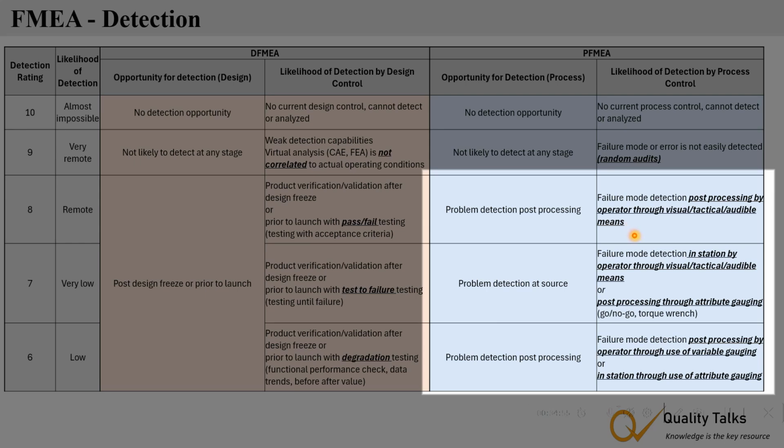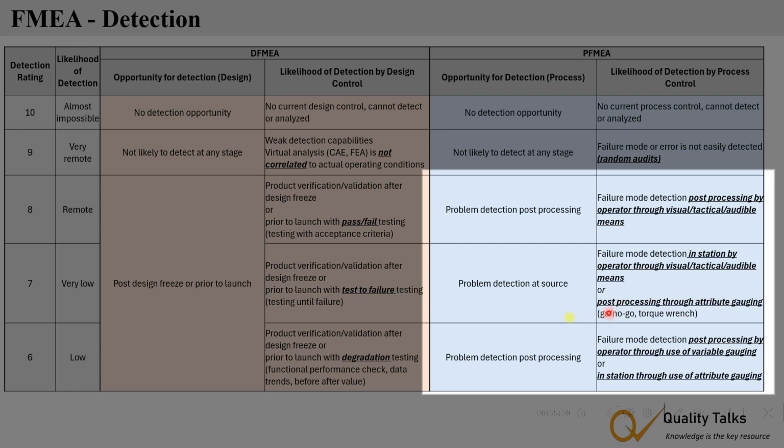When it comes to the rating 7, in station by operator through visual, tactile or audible means. Earlier it was post processing. Here when the rating comes 7, it is in station by the operator, or post processing through attribute gauging. You are able to detect post processing but through a gauging, not by the skill of the operator: a go/no-go gauge, torque range, you are able to detect the failure.